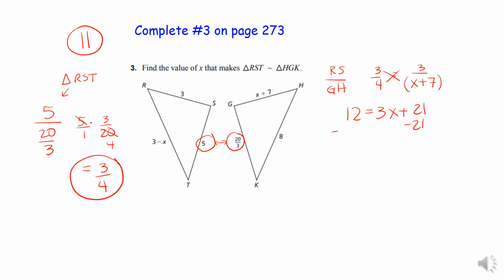Subtract 21 from both sides, and I get negative 9 equals 3x. So divide by 3, and I get x equals negative 3.